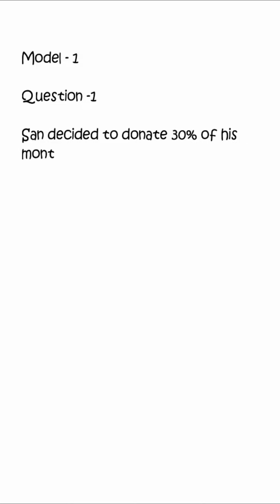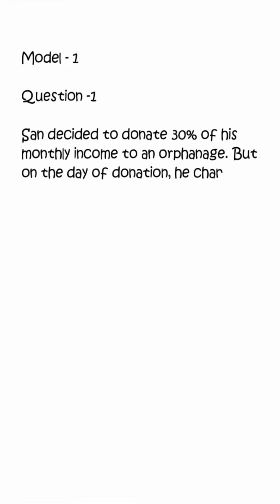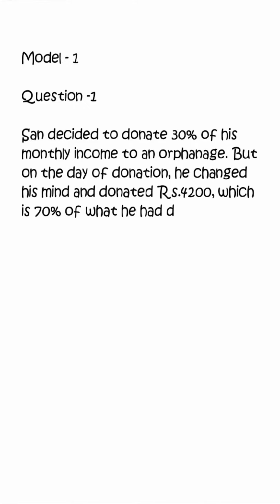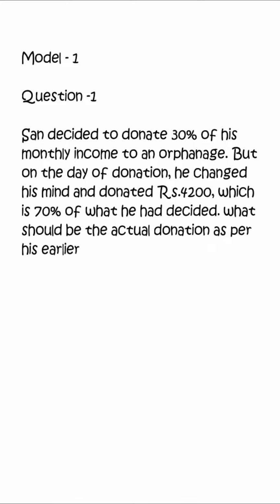Model number 1. Percentages of percentages. Question number 1. Sen decided to donate 30% of his monthly income to an orphanage. But on the day of donation, he changed his mind and donated rupees 4,200, which is 70% of what he had decided. What should be the actual donation as per his earlier decision?